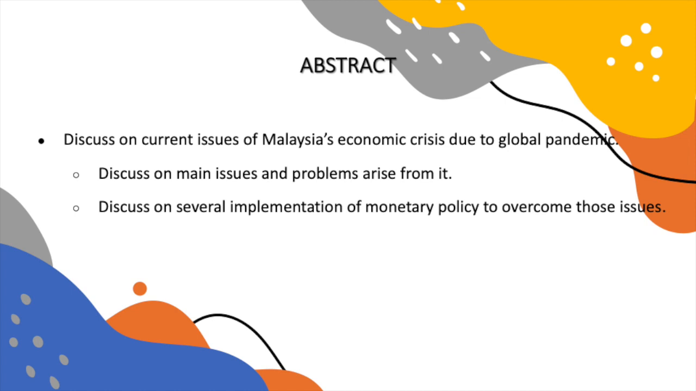For this case study, we are required to choose an article regarding a current economic issue in Malaysia that is related to our syllabus. Based on our article, we will discuss the current issues of Malaysia's economic crisis due to the global pandemic, COVID-19, which has widely affected economic growth for every nation across the globe. We are going to discuss the main issues and problems arising from it. Then we will also discuss several implementations of monetary policy to overcome those issues.